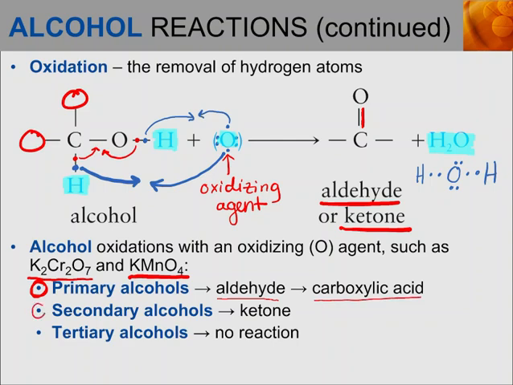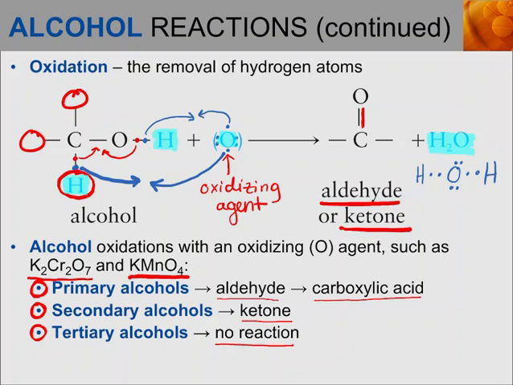If you have a secondary alcohol, you're going to end up producing a ketone. If you have a tertiary alcohol, there's actually no reaction. Part of the reason we don't have a reaction there is that a tertiary alcohol won't have this hydrogen here that we used up above. That would be replaced by a carbon group. But that hydrogen is really important for these types of reactions.